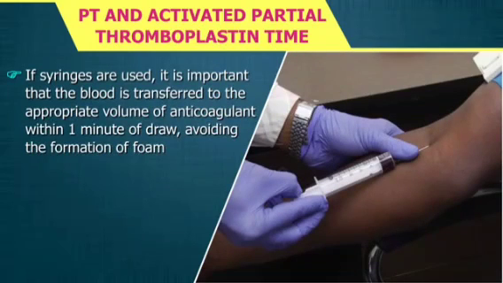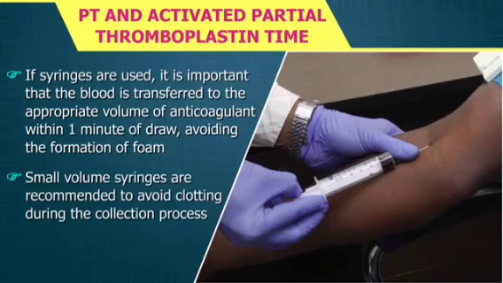If syringes are used, it is important that the blood is transferred to the appropriate volume of anticoagulant within 1 minute of draw, avoiding the formation of foam. Small volume syringes are recommended to avoid clotting during the collection process.